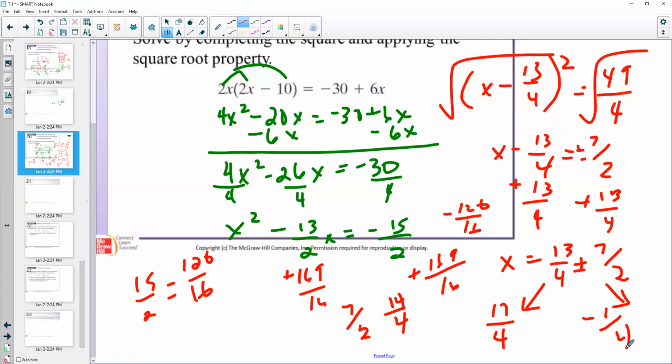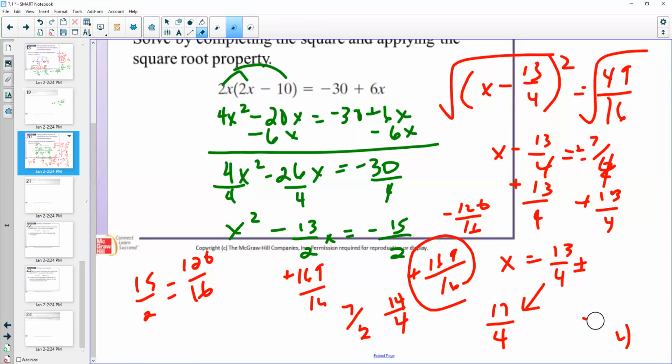Oh no. I feel like I'm in the wrong. Oh, I know what my problem is. I found it. This should have been 16ths, right? Because when I combined all that together, I made 16ths. So that's a 4. Sorry, my fault. I got 7 over 2 instead of 7 over 4. Okay, let me fix that. 13 over 4 plus or minus 7 over 4.